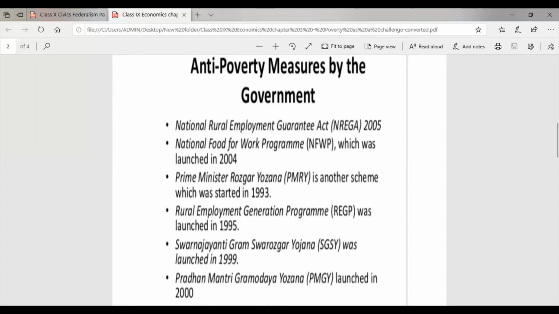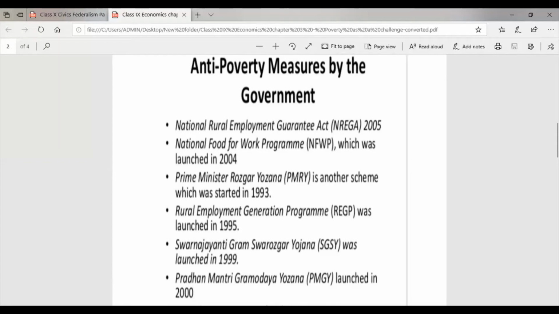Removal of poverty is one of the major objectives of the Indian developmental strategy. The current government strategy of poverty alleviation is based on two planks. That is, one is promotion of economic growth, and second is targeted anti-poverty programs.